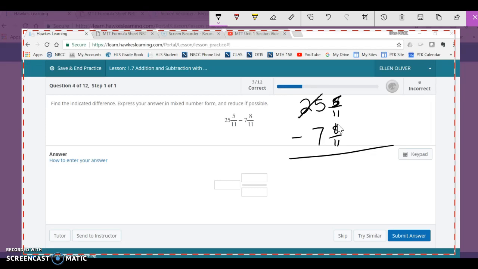So I'm going to have to borrow from the 25. I'm going to add the one that I borrowed to the 5/11ths. So it was 11ths. So I need to, again, I don't know why they're making us play with 11 so much, but there's the one that I borrowed as 11/11ths. So that ends up giving me 5 and 11 is 16/11ths. Now I can subtract. 16 minus 8 is 8. And 24 minus 7 is 17. Yep, 17 and 8/11ths.